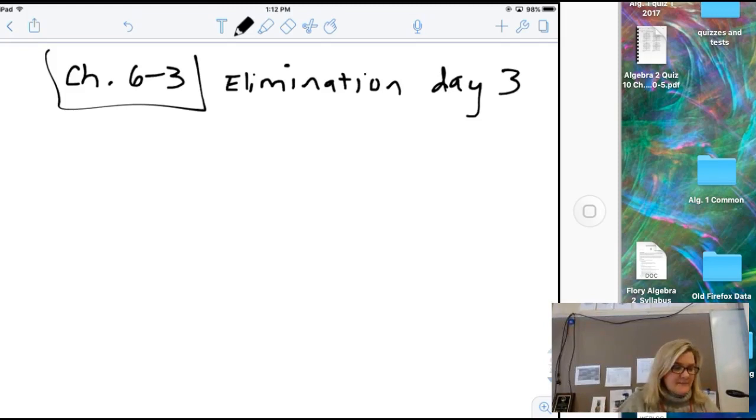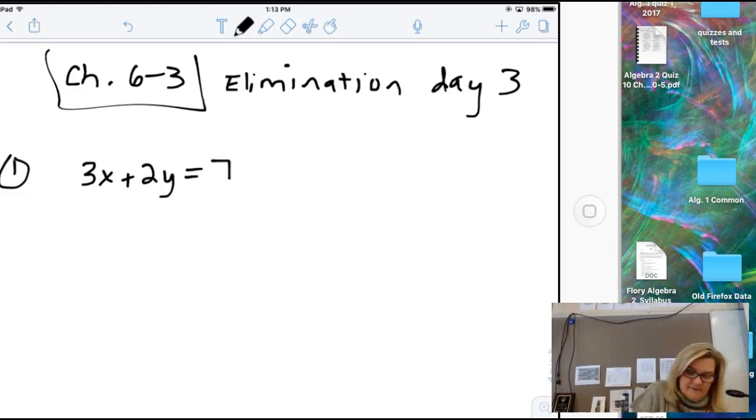Like I said, sometimes when we do elimination, we only have to multiply one equation to eliminate something. But in our first one today, we're going to have to multiply both of the equations. So here's number 1, and it looks like this. 3x plus 2y equals 7. And the second equation is 4x plus 3y equals 9.